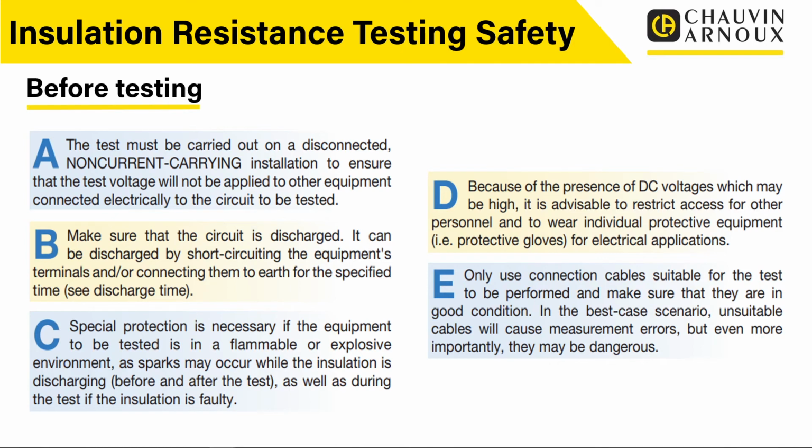So C, special protection is necessary if the equipment to be tested is in a flammable or explosive environment, as sparks may occur while the insulation is discharging before and after the test, as well as during the test if the insulation is faulty. So again, we talked about just knowing your environment, being in control of your environment. We are using voltages that could cause a spark. So if there's a fault or there's pieces of equipment that are quite close together, we could get a spark. So if we're in environments with potentially explosive atmospheres and things like that, we've got to be very, very careful.